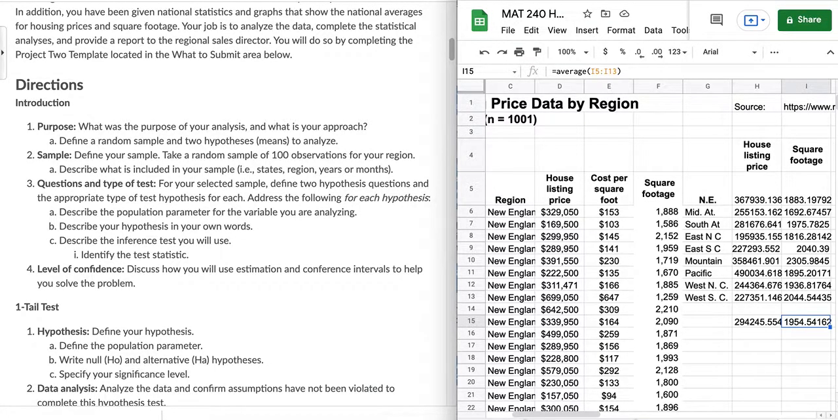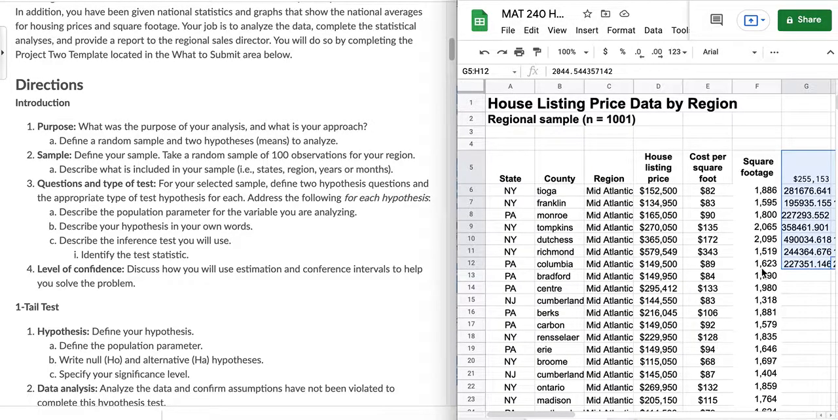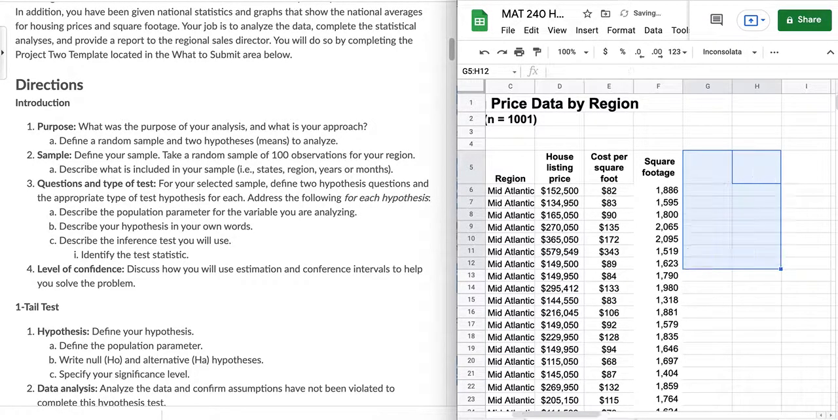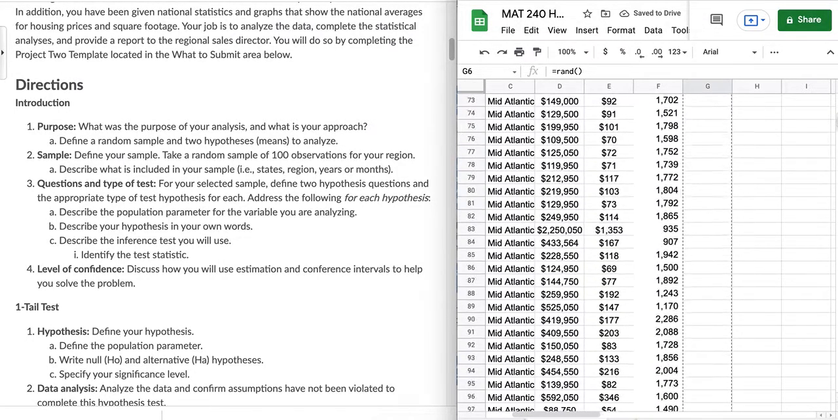Okay, so you're going to pick a region, and then you're going to take a random sample of that region like we've done before, a random sample of 100 observations. So this is just my scratch work over here. Let me get rid of that. Just a quick review of that process. If you need to take a random sample, one method is to do equals rand, open and close the parentheses, and then click and drag that so that it randomizes a number next to all of your numbers.